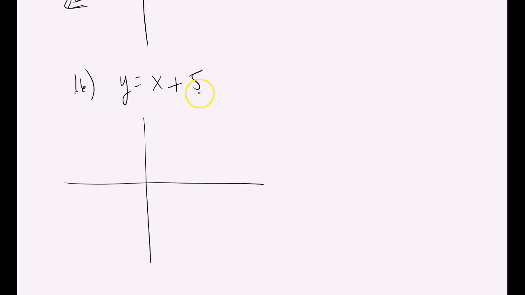And the last one, number 16, y equals x plus 5. Okay, this one might have tripped some of you up because this is definitely a 5, and you probably did that. 1, 2, 3, 4, 5. But then you might have been like, I don't know what the slope is. Yes, you do. If there's no number in front of x, it is an invisible 1.